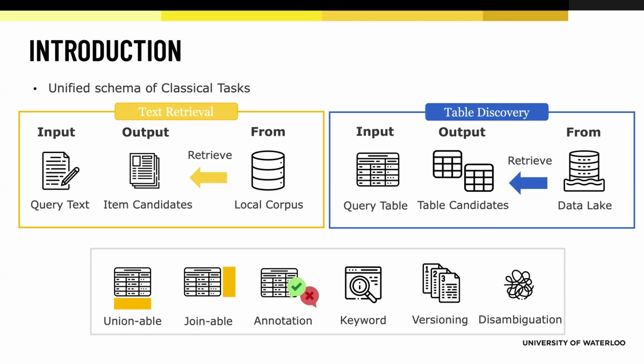And for disambiguation, here we take an example. Imagine two people working on the same table, but they both annotate the same column with the same meaning, but in different names. In this case, if we want to use these two tables, we first need to do an alignment on these two columns because they have the same meaning but different names. So this kind of task is named disambiguation.